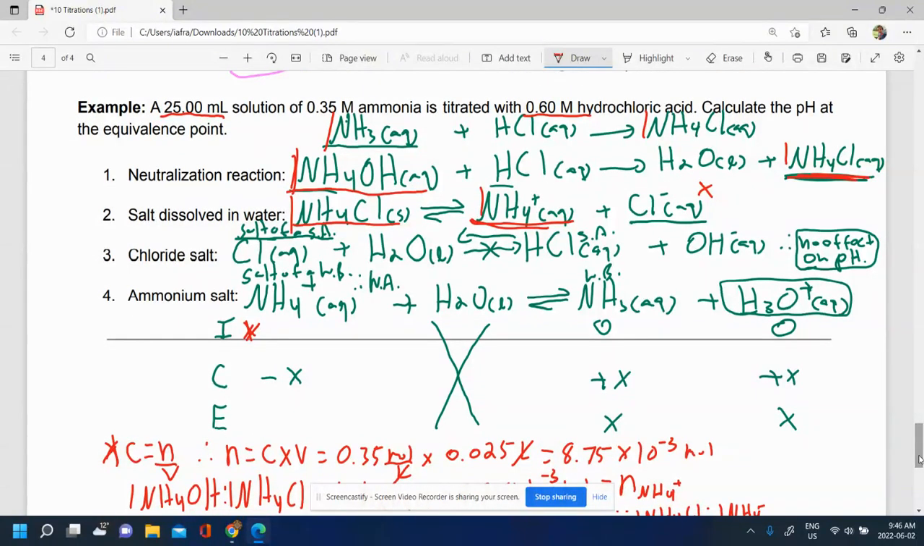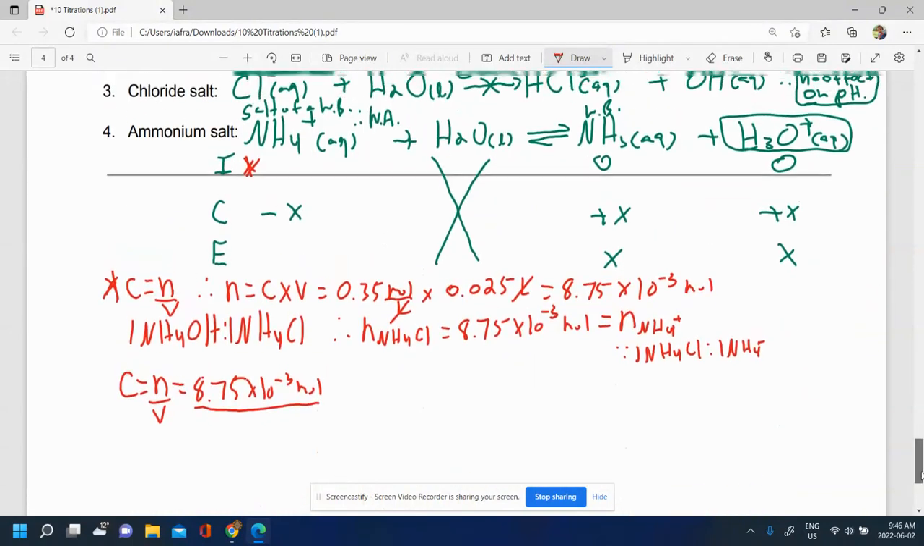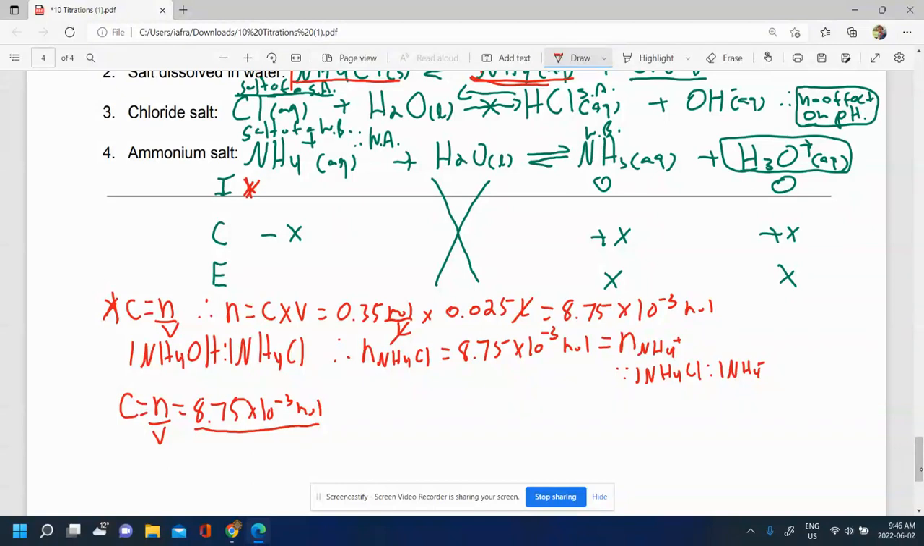In other words, I need to use the moles of the NH4OH to find the moles of HCl. And then once I have the moles of HCl, I can use my concentration and moles to find the volume. And it's pretty easy because it's a 1-to-1 ratio. So let's go ahead and figure out the volume.